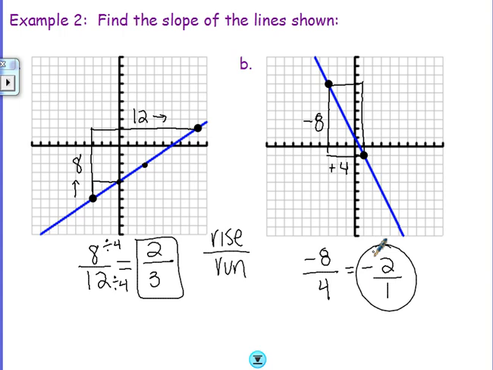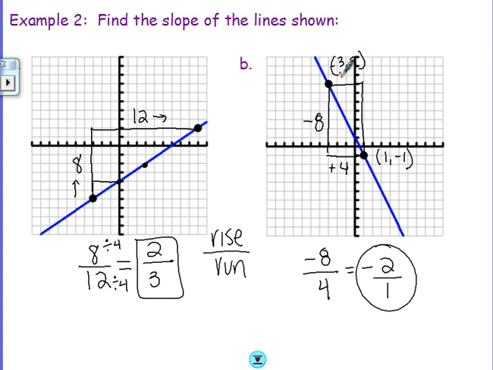Now, if you don't like counting from a graph, you can always feel free to use your slope formula. If you name your points, like this is the point 1, -1. This is the point -3, 7. You could always take -3, 7, and 1, -1 and plug it into the slope formula.